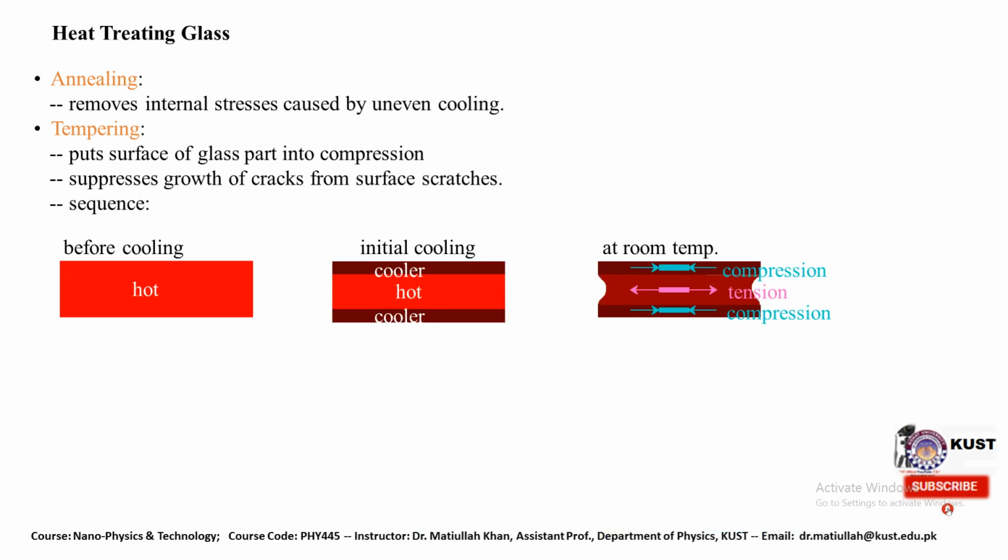So here we have the sample that is hot before cooling, and then we cool the sample. There is initial cooling, so we have different regions, such as the surfaces. The outer surfaces are cool while the interior of the material is still hot. So there is a high temperature gradient between the different regions. This high temperature difference leads to compression and tension at different parts of the ceramic material. That is why it is essential to remove the stresses caused by this sort of cooling process.